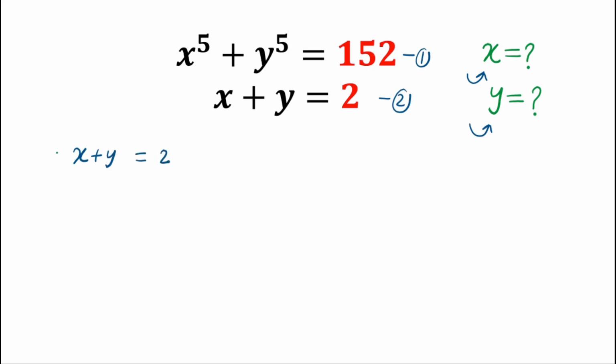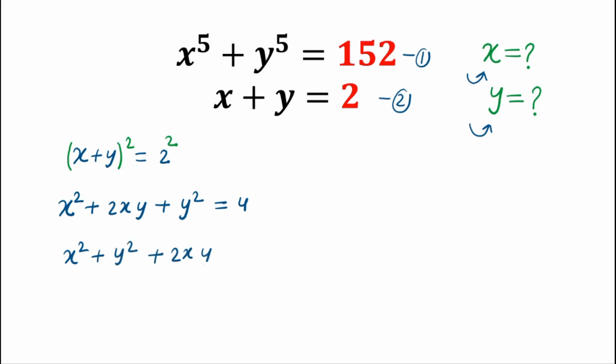If we take a square on both sides, on the left hand side x plus y whole square is x square plus 2xy plus y square, and this is equal to 2 square, which is 4. Now x square plus y square plus 2xy equals 4. Then the value of x square plus y square is 4 minus 2xy. Let's say this is equation number third.